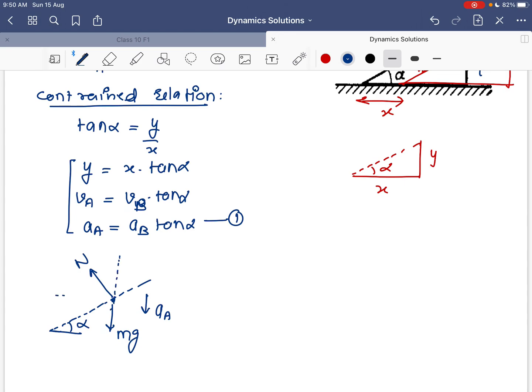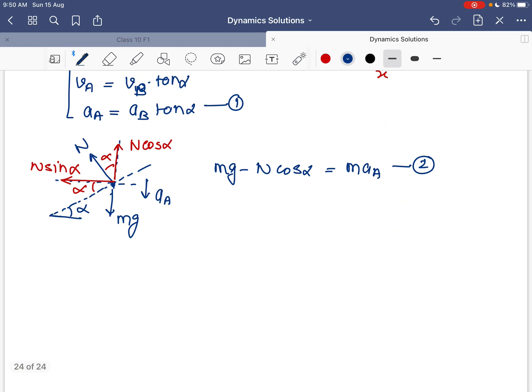So I will resolve forces along this. If this is alpha, alternate, this will be alpha due to the alternate interior angle property. So this will be 90 minus alpha. So again I will get this as alpha. So this will be n cos alpha, and this would be n sin alpha. Now I have got the first relation, that is mg minus n cos alpha is equal to mass into acceleration of rod. That is our first equation.